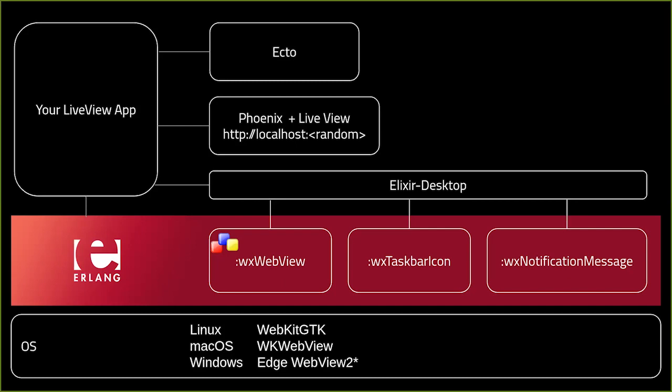So this is a little overview of how Elixir Desktop works and where it sits. So we have your LiveView application, and it really works like it would today as a normal web application. You use Ecto, you use Phoenix LiveView, and you use Erlang. And now what you do in addition, you get some additional tools in Elixir Desktop to actually show a window, show notifications, show a taskbar icon. But what I want to highlight here is that you don't have to talk to wxWidgets directly.